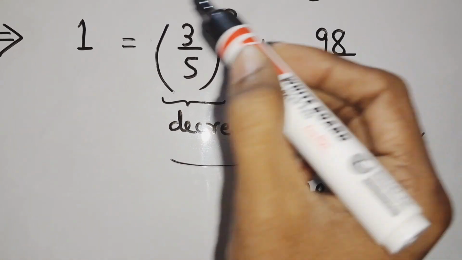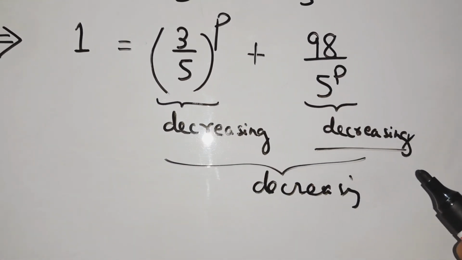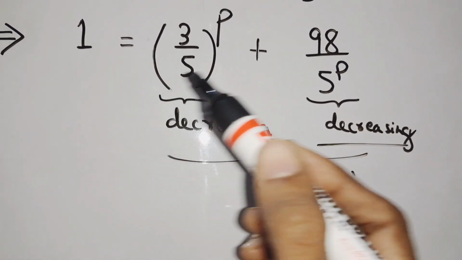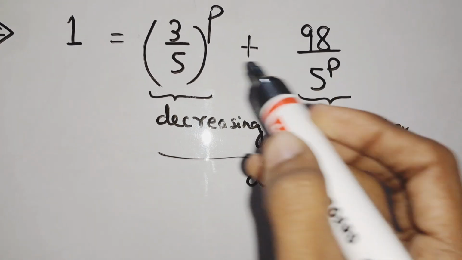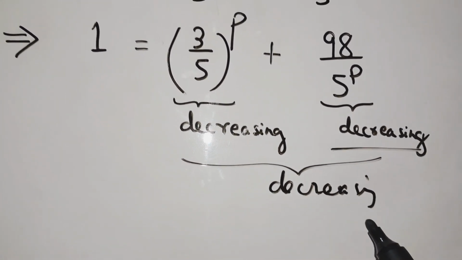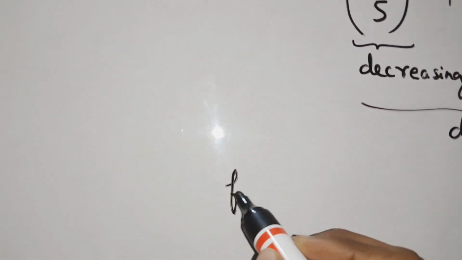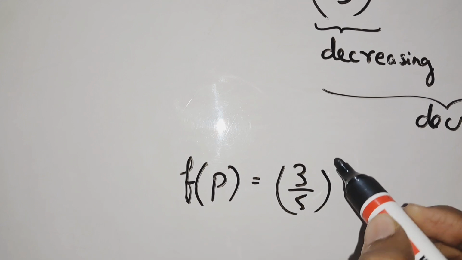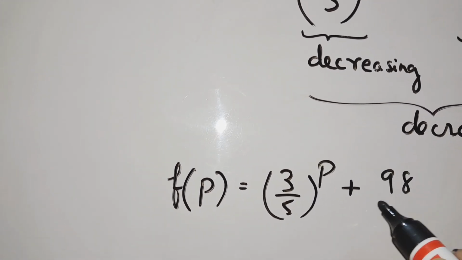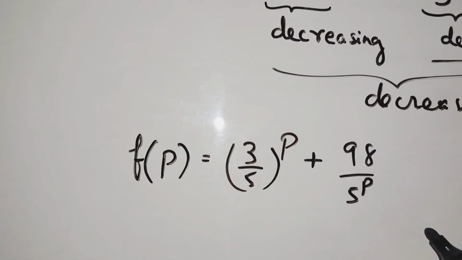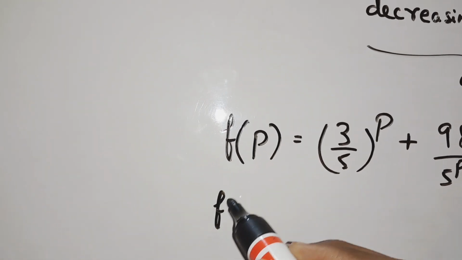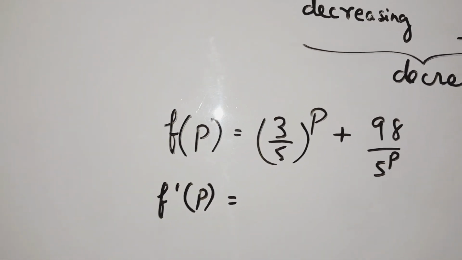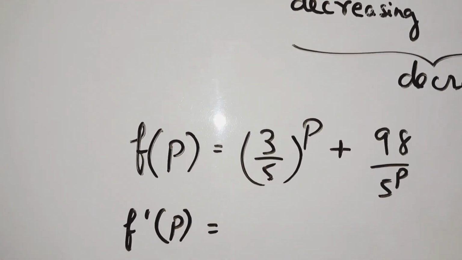If we take this as a function, its first derivative will be negative, and that will show it, because the derivative of a summation is the summation of derivatives. We can show this one also. If we take this one as f of x, or f of p, where f of p is 3 by 5 to the power p plus 98 by 5 to the power p, what do we get for f dash p? We will see it will be negative. If the first derivative is negative, we get a decreasing function.